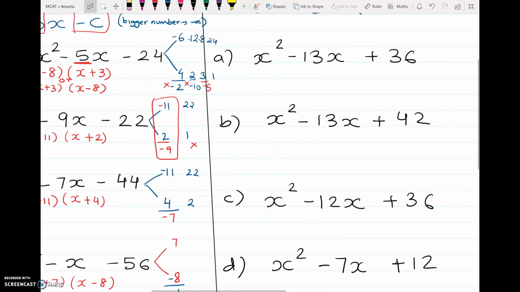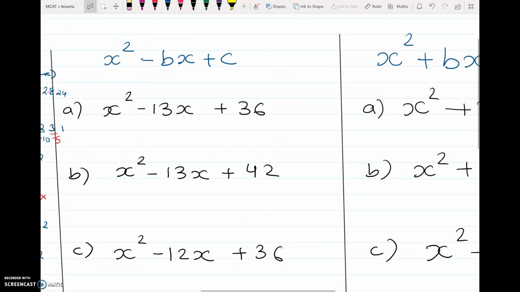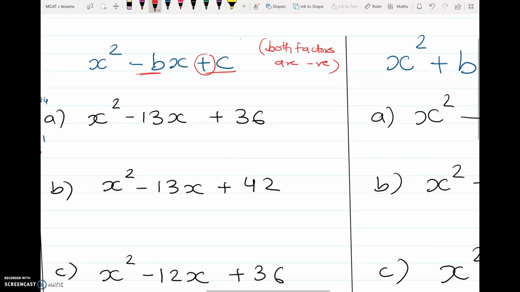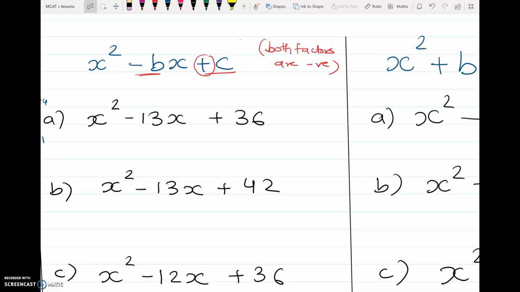Now let's look at the third case scenario. In this case, your c is positive and your b is negative. So what it tells us is that both of the factors are negative. That is because when you multiply two negative numbers, it gives you positive, which means both factors are going to be negative. And once you understand this, you will never make a mistake.